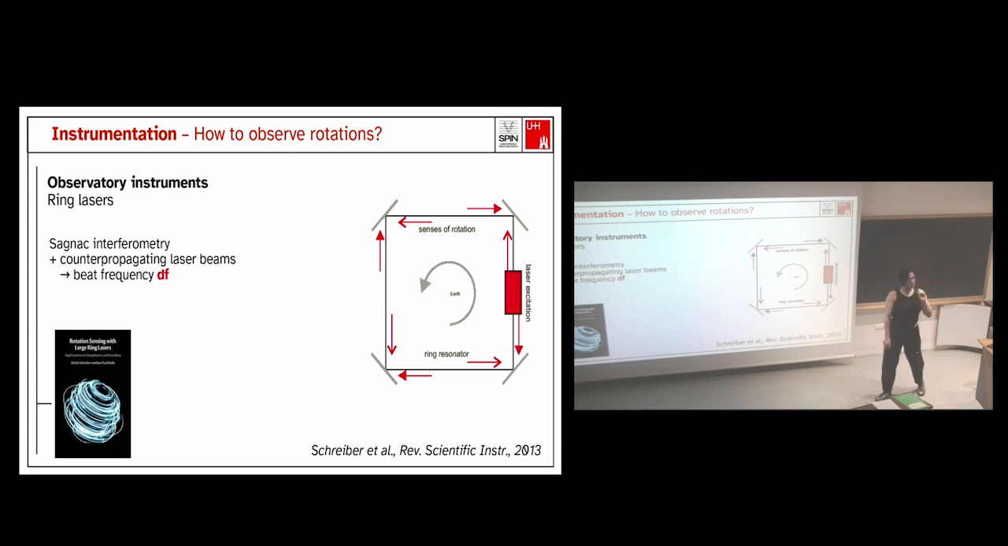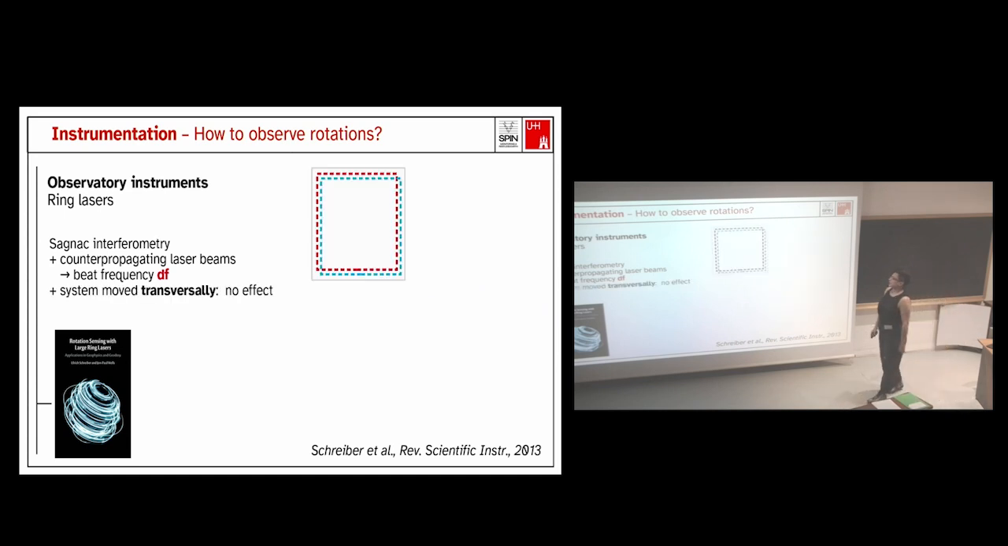Okay, that's it. The laser light interferes with itself, and that interference has a specific beat frequency that we typically call delta f. All right, so you have the system with the two counter-propagating laser beams, one in red, one in blue here for illustration purposes. And if you move this whole system transversely, like the motion you would typically measure with a seismometer, what happens?